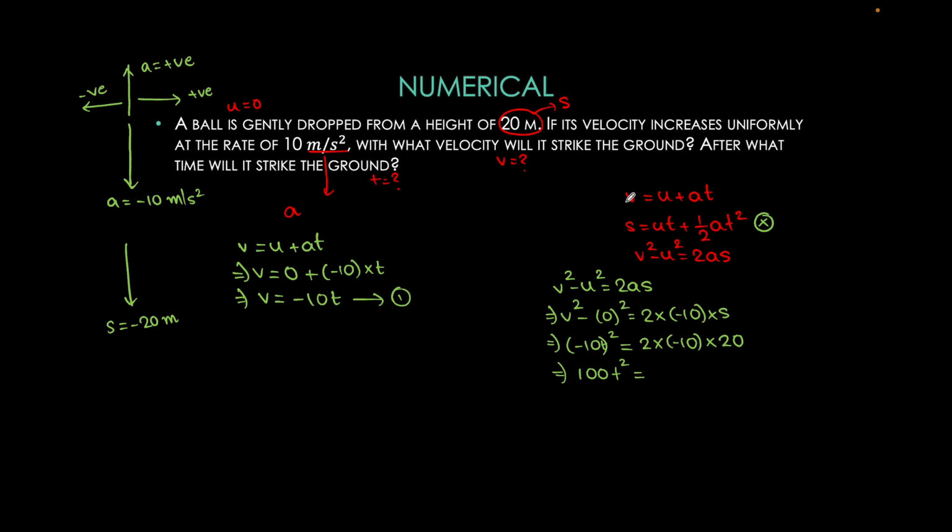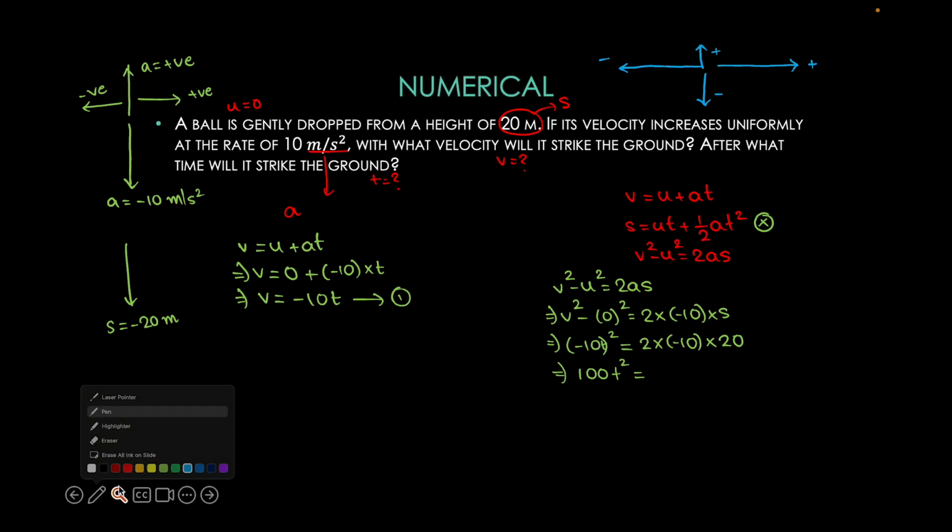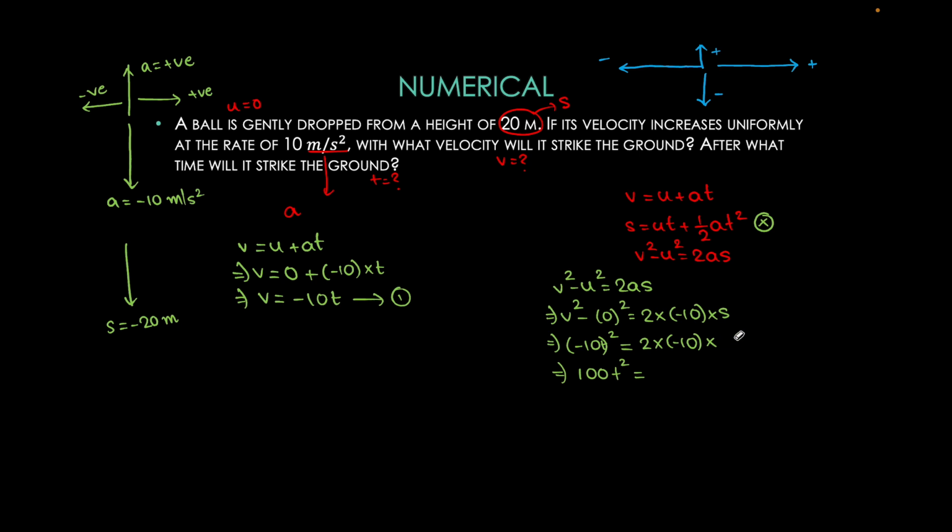So if you have velocity, acceleration, or displacement in this direction, it will be considered as positive. If you have velocity, displacement, and acceleration in this direction, it will be negative. If you have velocity, acceleration, and displacement in this direction, it will be positive. And if you have velocity, acceleration, and displacement in the downward direction, it will be negative. So here the displacement is also in the downward direction, and the acceleration is also in the downward direction. So both will be negative, right? So here in place of 20, we'll write minus 20, right?